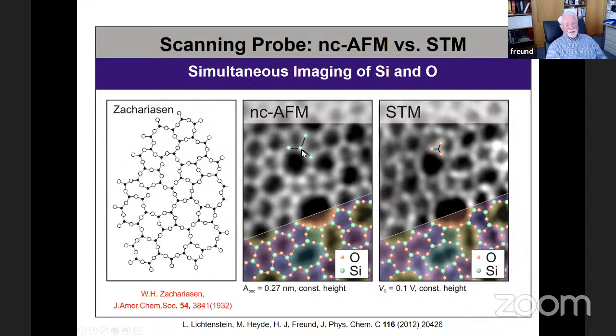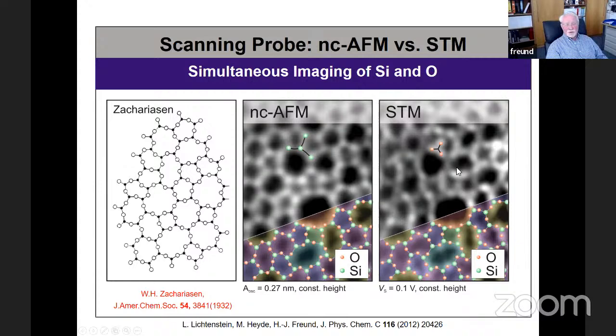And you can see the AFM is sensitive to the silicon atoms, while the STM is sensitive to the oxygen atoms. So you can actually not only see the same structure in both images, but you can use this information to determine the stoichiometry. And that's exactly SiO2, and it's vitreous.